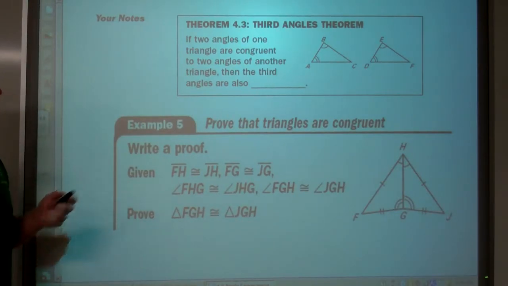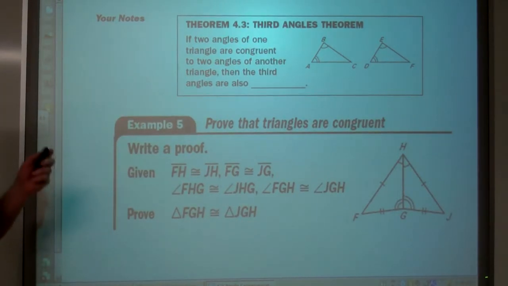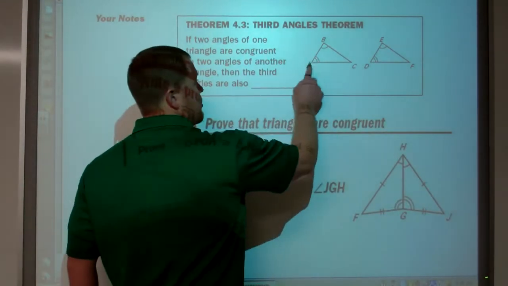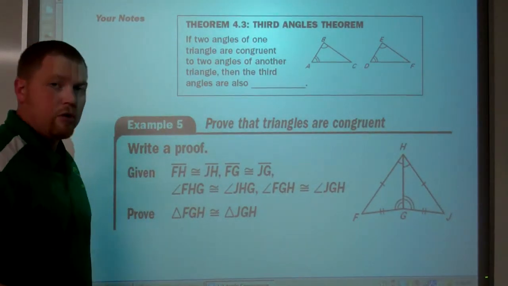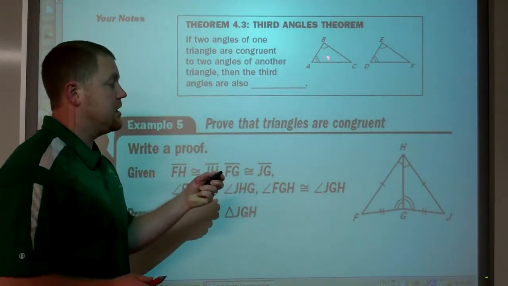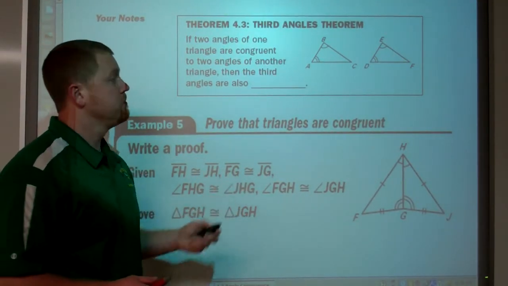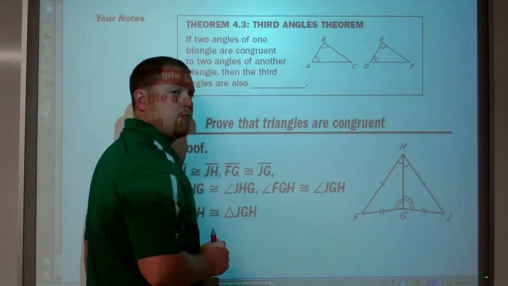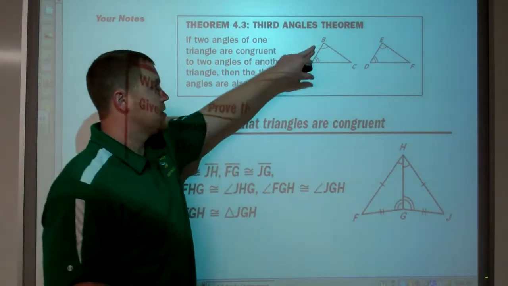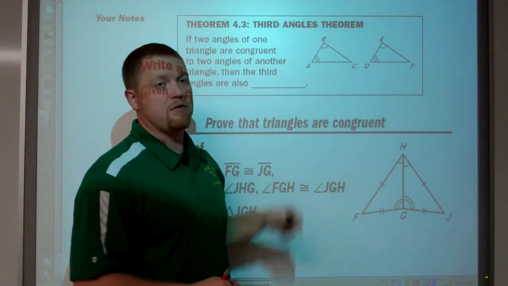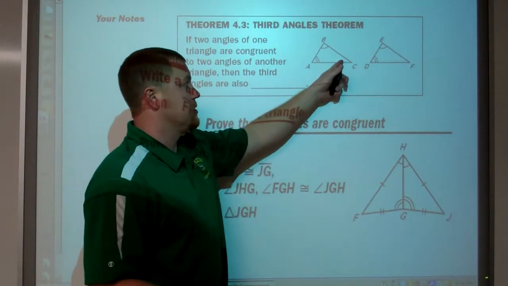Third angles theorem. If two angles of one triangle are congruent to two angles of another triangle, then the third angles are what? Well, if you think about a triangle, what do you know? We know the angles add up to equal 180 degrees. Not only in triangle ABC, but also in triangle DEF, right? And if we have these two angles congruent to those two angles, I don't care what value those two angles add up to equal. Say it's 140 degrees they add up to equal. What does angle C have to be? Has to be 40 degrees, right?